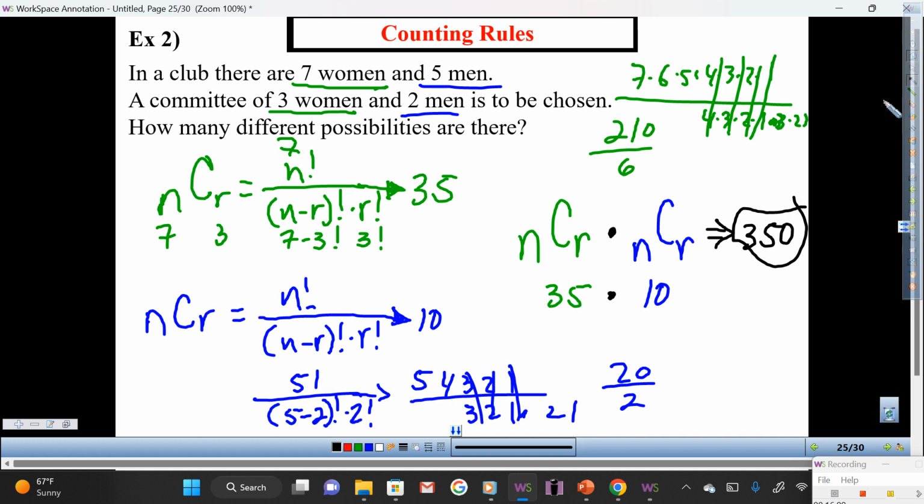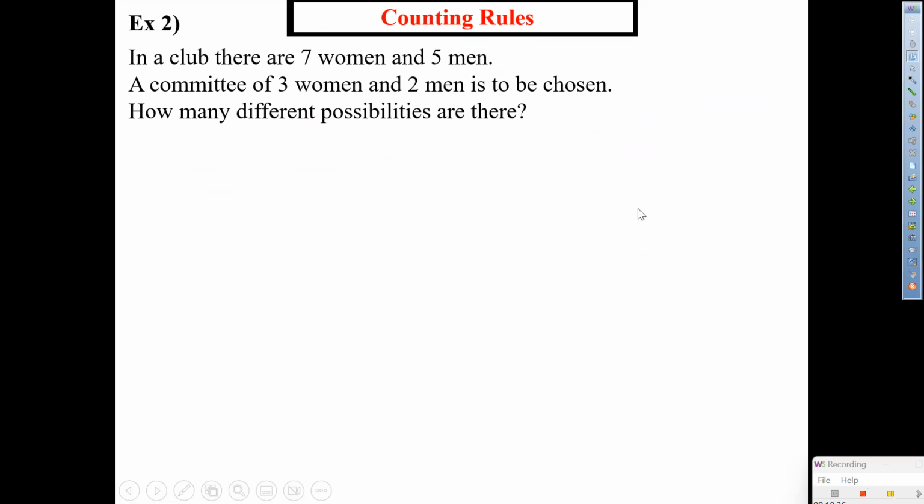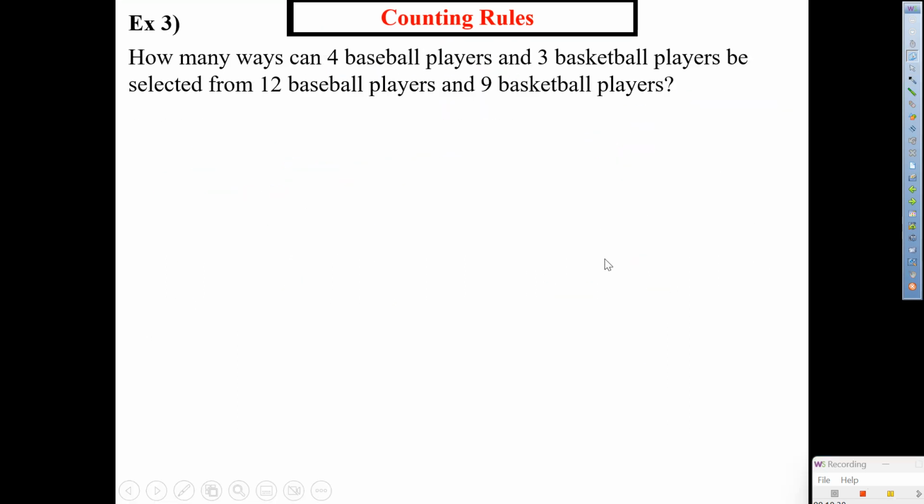All right. Let's do another one. Oh, yes. Copy. No, don't copy this one. Write your formulas. It says, how many different ways can 4 baseball players and 3 basketball players be selected from 12 baseball players and 9 basketball players? Go.